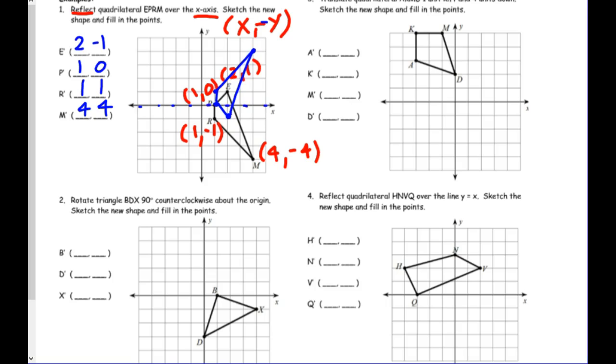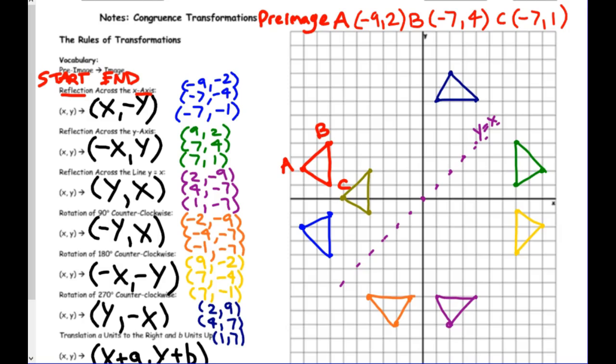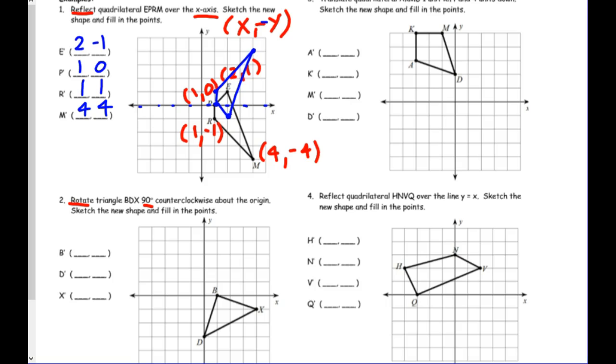Okay. Now number 2 is different because for number 2 you will have to do 2 changes. This says to rotate 90. So we go back and we see rotate 90 is right there. So this rule is negative y, comma x. So I'm going to write that rule, negative y, comma x. So notice there is a switching of x and y after you change the sign of the y.